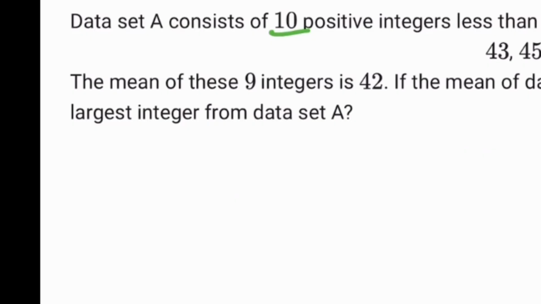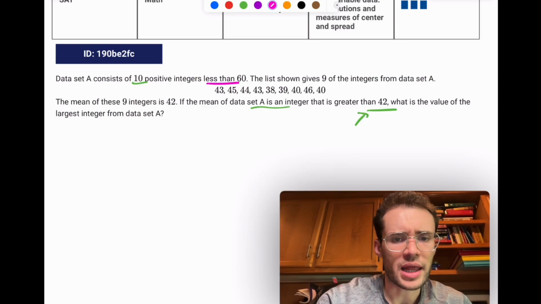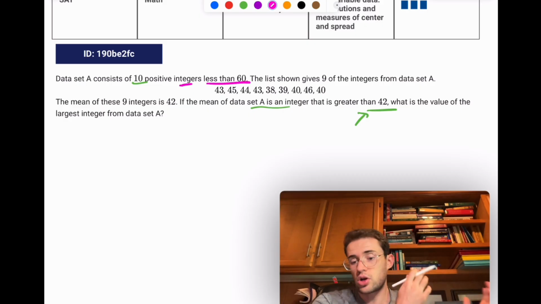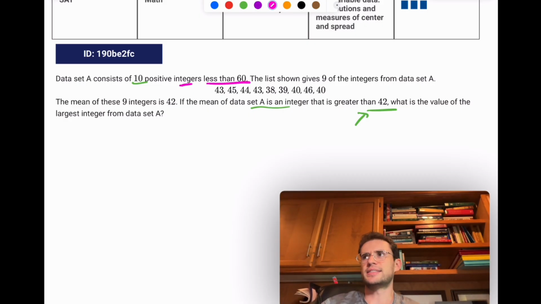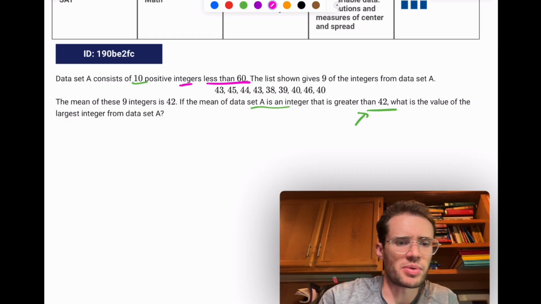What is the value of the largest integer from dataset A? What we know about the data set as a whole is the integers are all less than 60. Integer means, think of it as a whole number in this case. I guess you could also have a negative number that has no decimal, no fraction. It's just a whole number or the additive inverse of a whole number, so a negative whole number. In this case, I don't think we have to worry about negatives because we know it's bigger than 42.